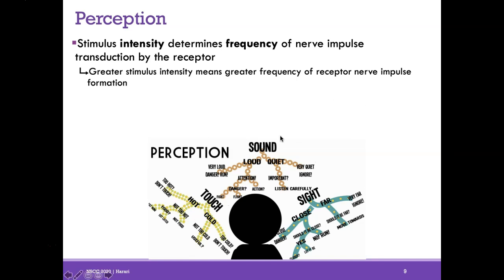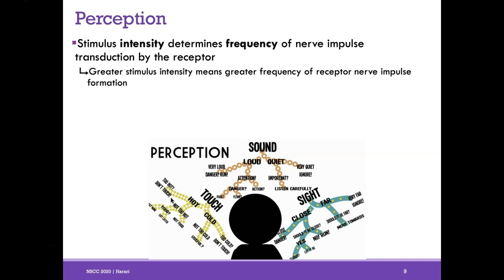So let's take sound as a modality. If it's a loud sound, that means a greater stimulus intensity. That means those receptors will be firing faster in your ear in response to a loud sound than in response to a quiet sound. For touch, that's a different modality. If it's very, very hot, your thermoreceptors are going to fire faster than if it's just warm. So again, some of these are kind of obvious, but receptors transmit all these kinds of information, right?